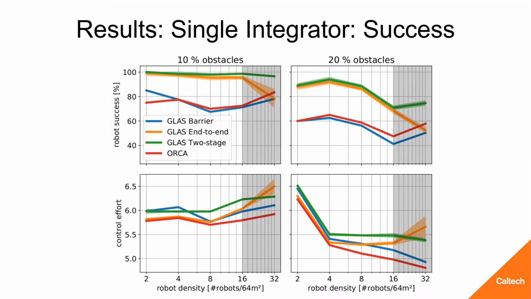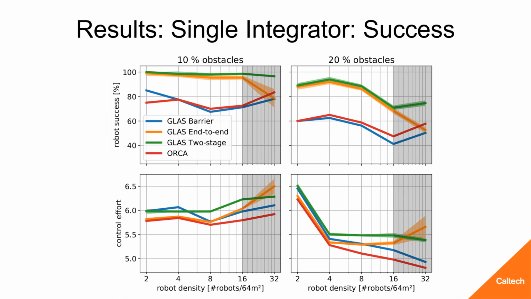Here we have the success rate. Let's first look at the top left plot. On our x-axis we have the robot density, which is the number of robots in our 8x8 meter field. The gray area on the right is the domain where we tested but did not have any training examples. As you can see, the two GLAS methods, both end-to-end and two-stage, are really high, at 100%. Success rate here really means there was no collision and you actually reached the goal within a time limit.